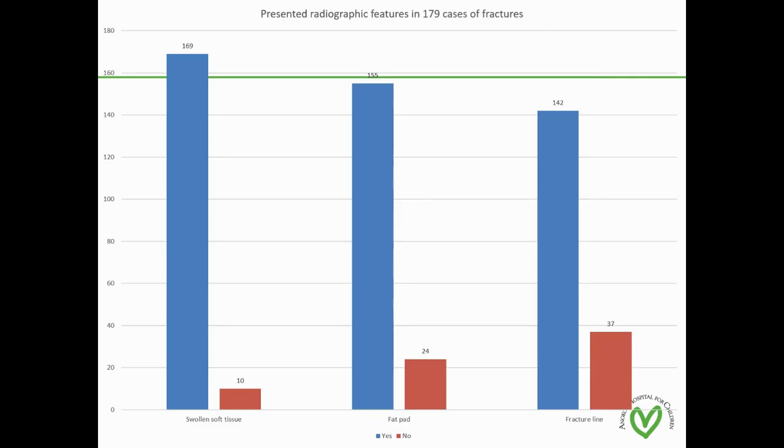This graph shows the incidence of elbow fracture. Now it shows the incidence of the signs of elbow fracture. The first sign is swollen soft tissue in up to 169 cases, fat pad in around 155, and fracture line present in around 140 cases of the positive cases.